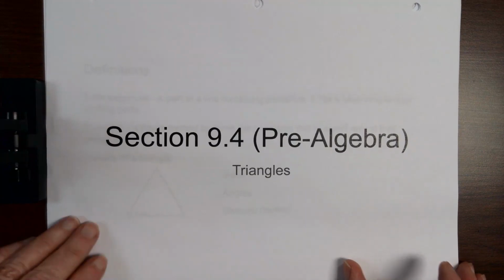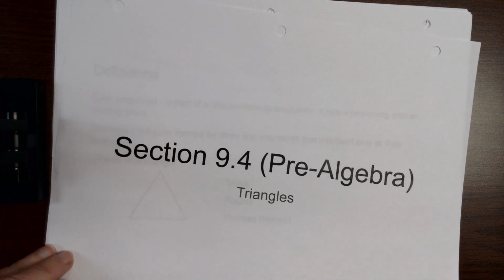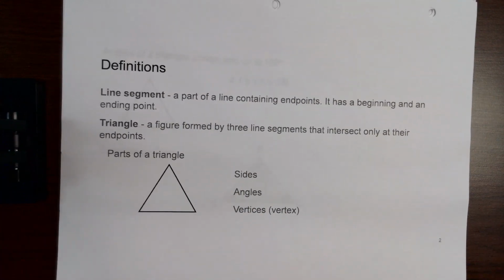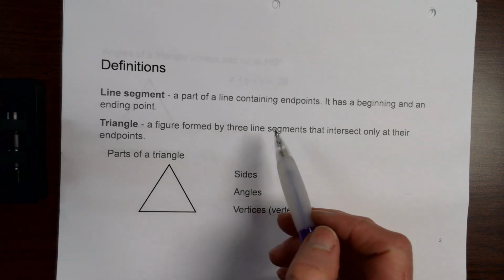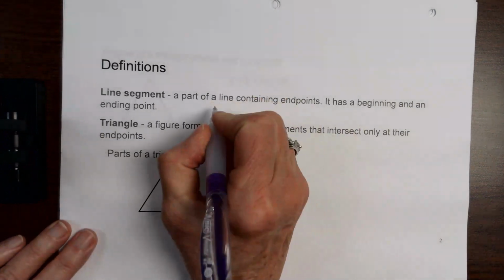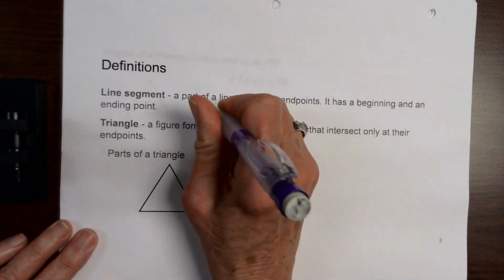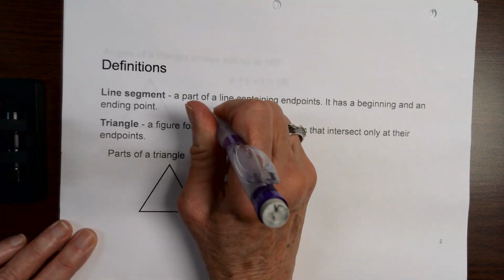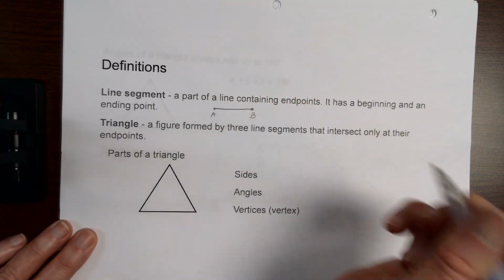Section 9.4 is on triangles. We have a few definitions to talk about before we talk about a triangle. A line segment is a part of a line that contains endpoints. It has a beginning point and an ending point. So that right there would be line segment AB.